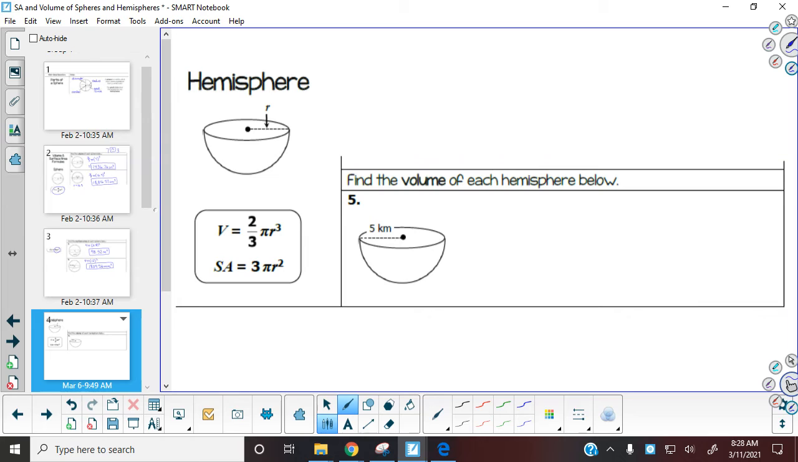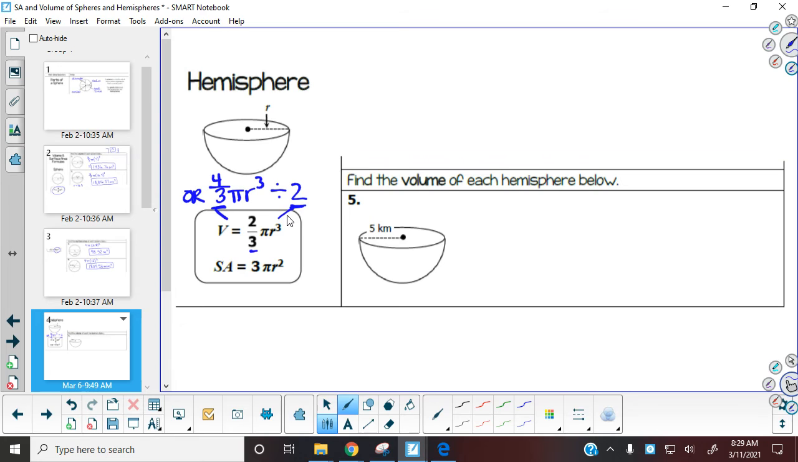Now the hemisphere, for me personally, I don't like to memorize a new formula necessarily. So instead of using 2/3 pi r cubed, I always think about, I'm going to use that 4/3 pi r cubed of the sphere, and then I'm going to divide it by 2. And the reason that this consolidates down to this formula is if you divide 4/3 by 2, so if we just combine these parts, that's where 2/3 comes from.